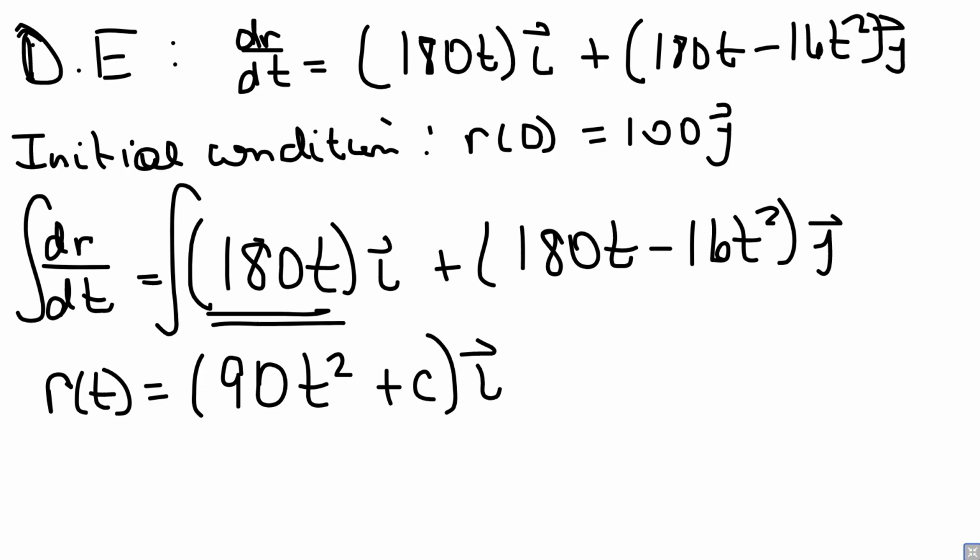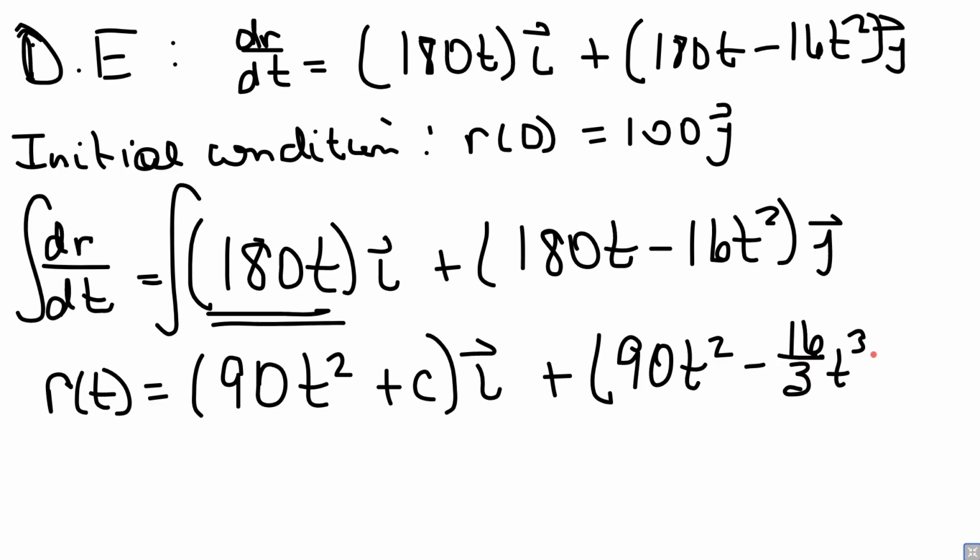And then for the next component, we're going to end up with plus, if we integrate this, 90t squared minus 16 thirds t cubed plus c in the j direction. Now, one of the things I need you to understand is that these c's are not the same. You could have one constant tied to the i component, and a different constant tied to the j component. Any questions there?